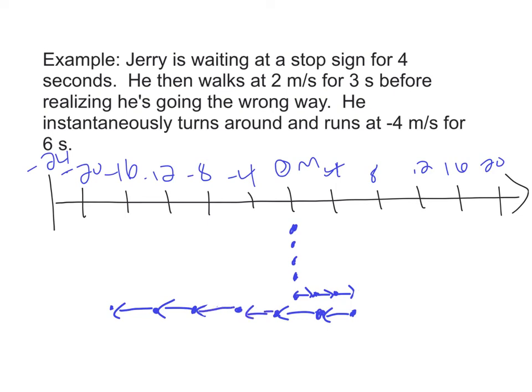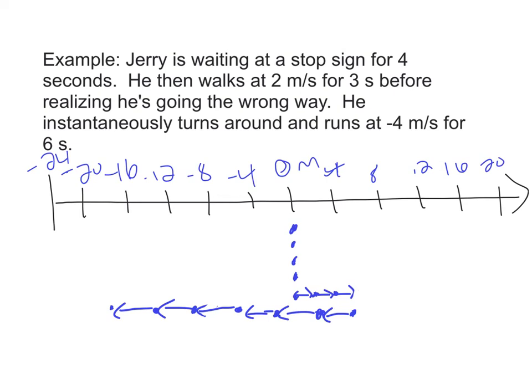There we go. So our total time, we have 0, 1, 2, 3, 4 seconds that he stopped. 1, 2, 3 seconds that he's moving at 2 meters per second to the right. 1, 2, 3, 4, 5, 6 seconds that he moves at -4 meters per second to the left.